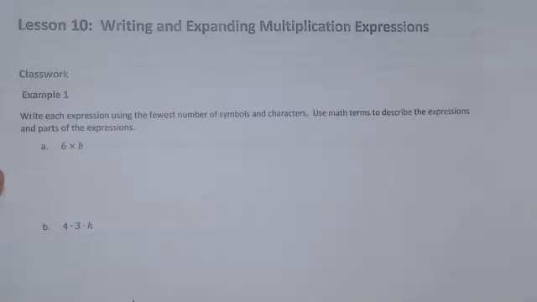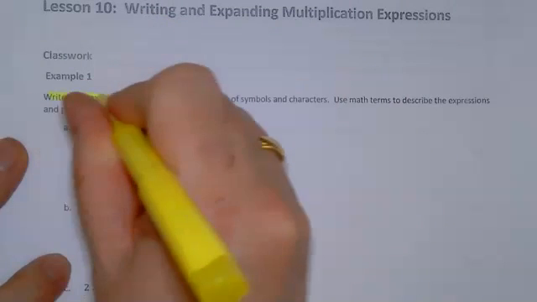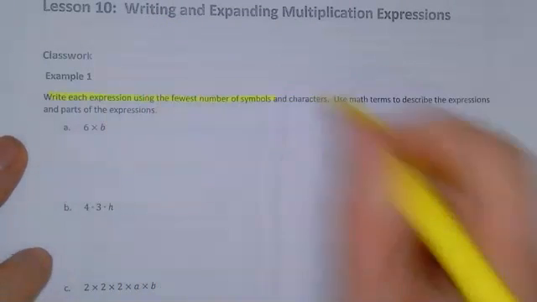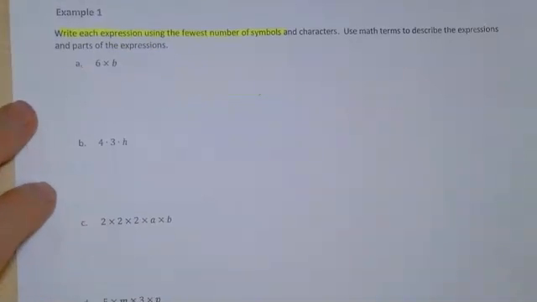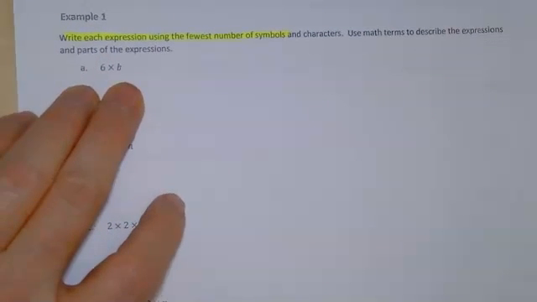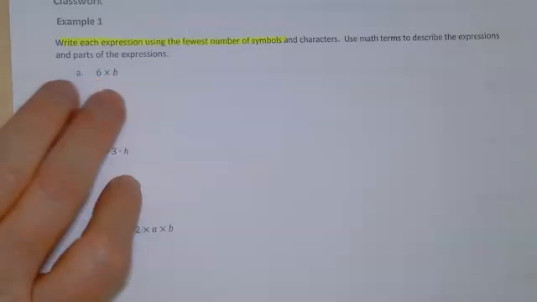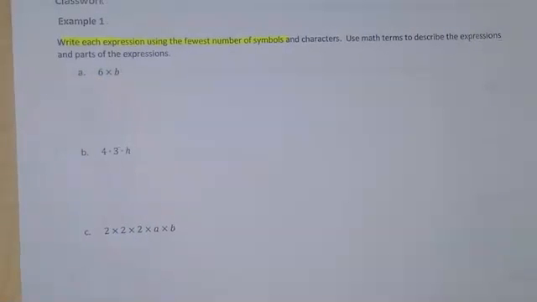All right, so we're going to go ahead and get started. Right here at the top it says to write an expression using the fewest numbers and symbols. So let's talk about what in the world they mean by that. This math expression says 6 times b. How can I write that without using that many things? Is there something in here that I can get rid of and I can write it differently and it still says 6 times b? Caleb?